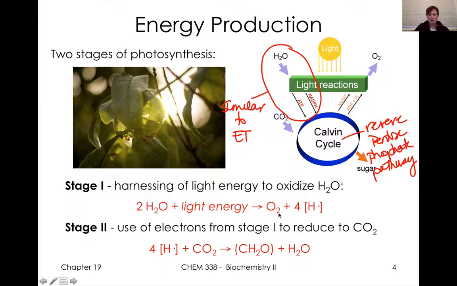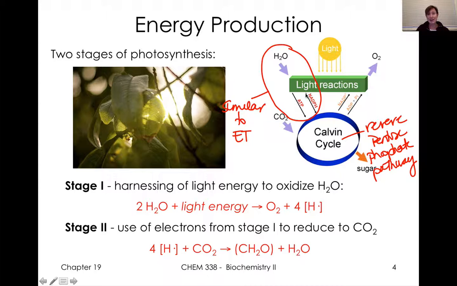So we're going to be doing electron transport in the light reactions, and we generate a lot of the same species that we do in mitochondrial electron transport. We're going to generate ATP, and that's important because we're going to then use those species, ATP, and we'll talk about it, we actually generate NADPH.